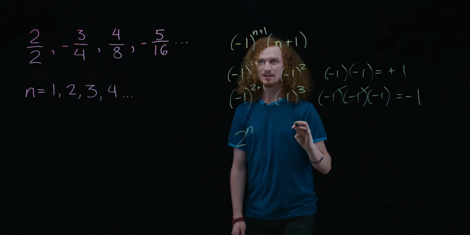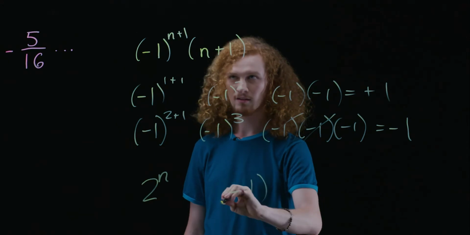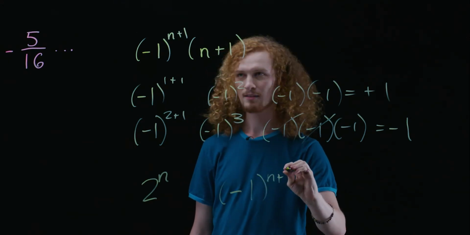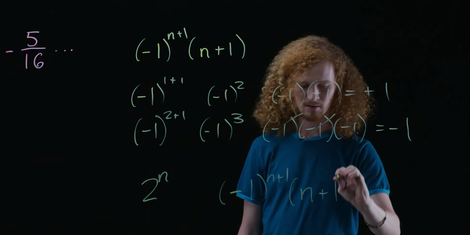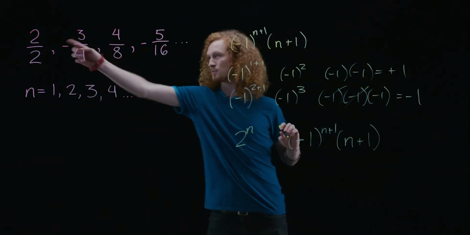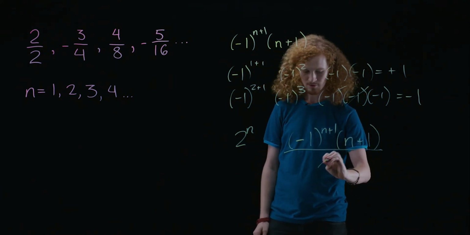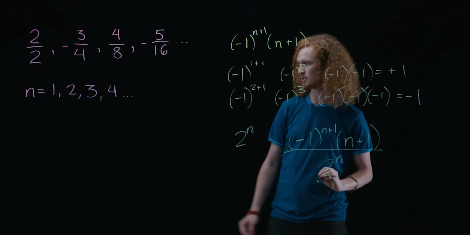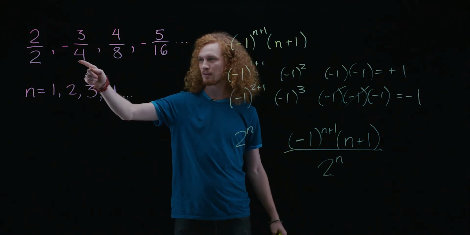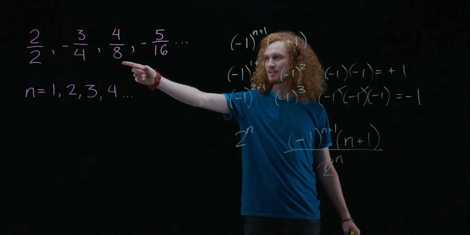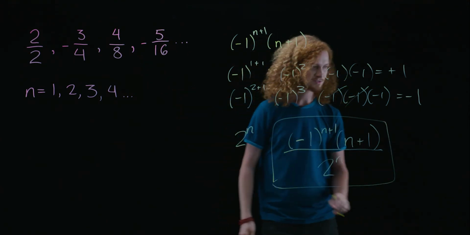Once we combine all of these, we'll see that our expression can be written as minus 1 to the n plus 1, which will give us our sign switching, times n plus 1, which will give us 2, 3, 4, 5, over the denominator 2 to the n power, which will give us 2 to the 1 is 2, 2 to the 2 is 4, 2 raised to the third power is 8, and so on. So this would give us the answer to this problem.